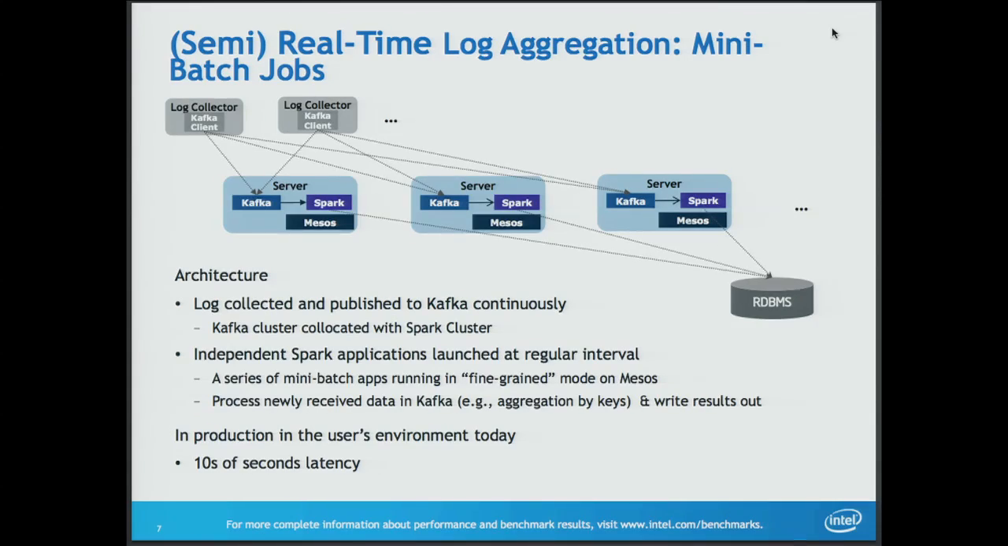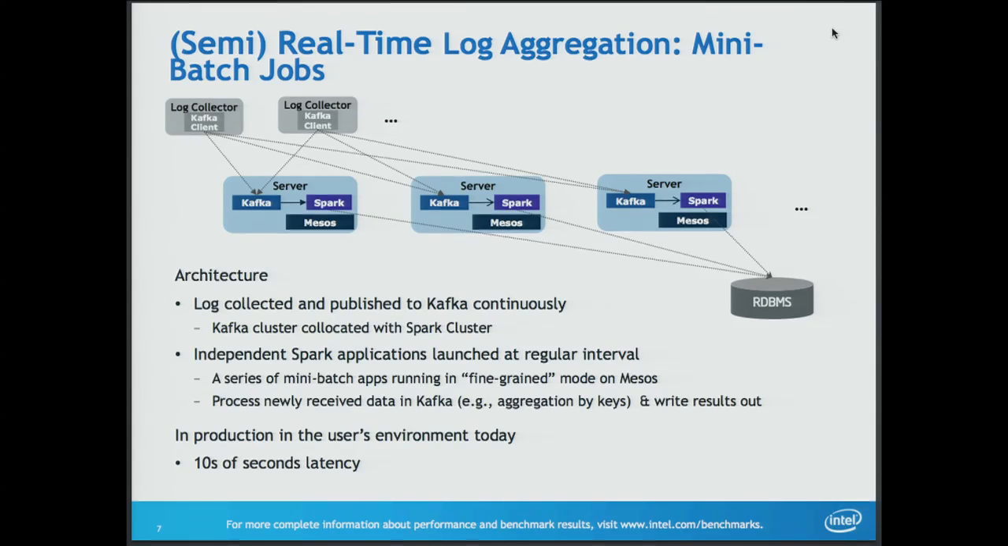So essentially this chart here shows the general architecture. You have a lot of log collectors which run maybe alongside your web server or agent. The log collectors are essentially implemented as a Kafka client, which gets the log data and publishes it to Kafka continuously. And then we run the Kafka server and the Spark server on the same cluster. So the Kafka server and the Spark cluster are co-located.